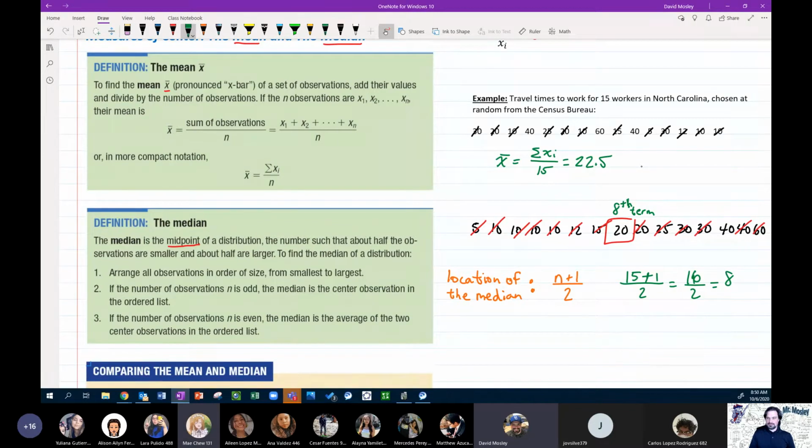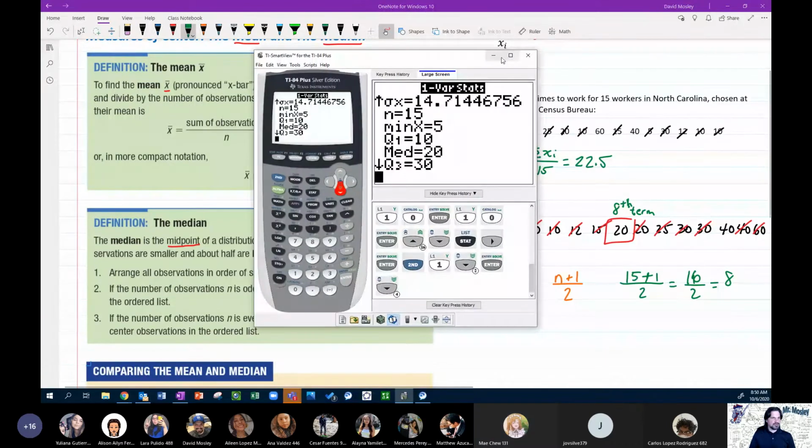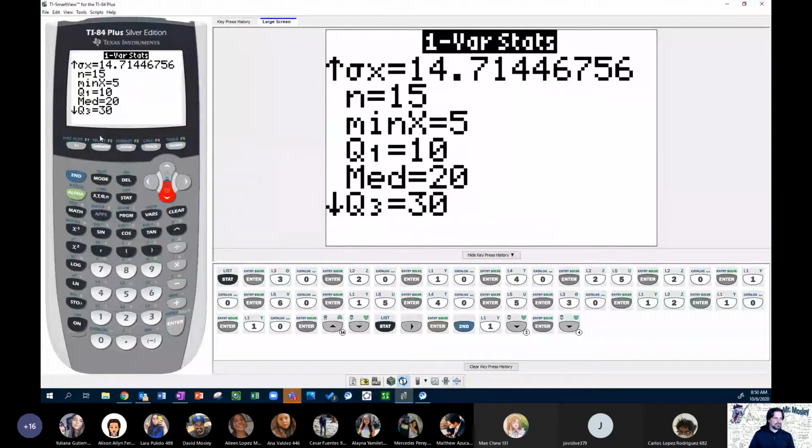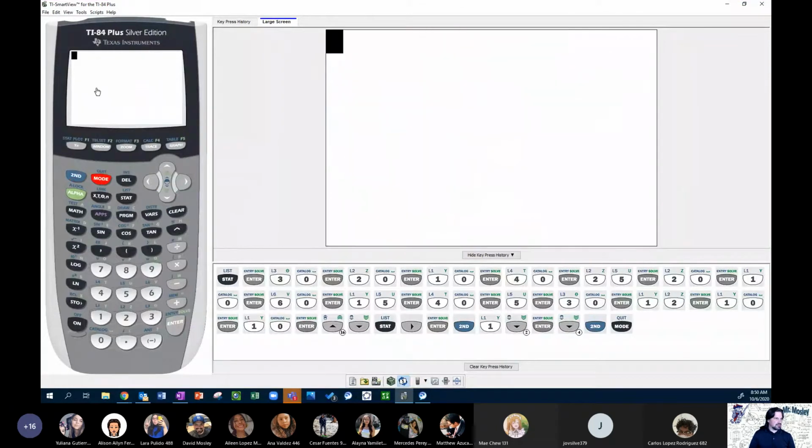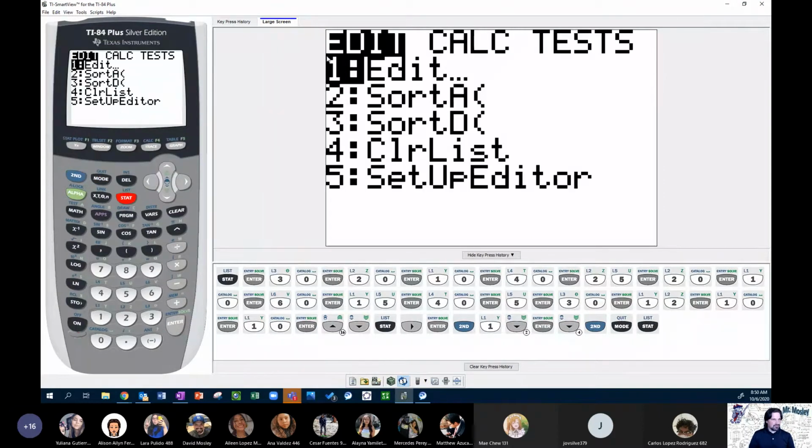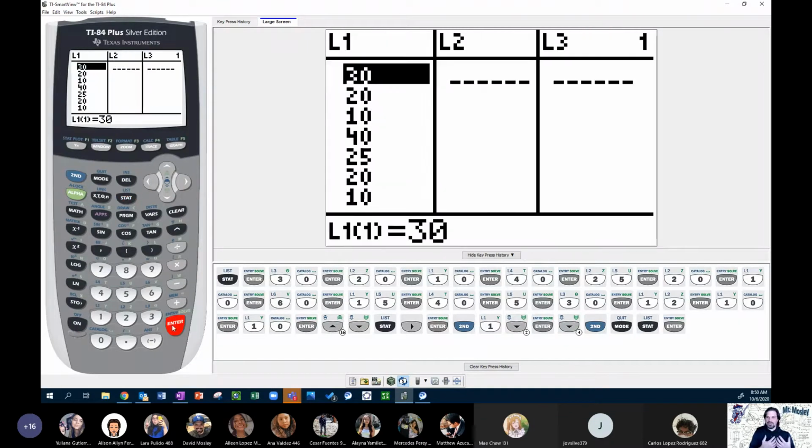Mr. Mosley? Yes. I can't get to the lists on my calculator. Okay. So here, let's exit out of this. Make my calculator really big. All right. To get to your list, I'm going to exit out to my main screen. If you're in the main screen, you're going to hit Stat, and right here the first option is Edit. Just hit Enter, and it'll get you to where you can actually enter items into your list.